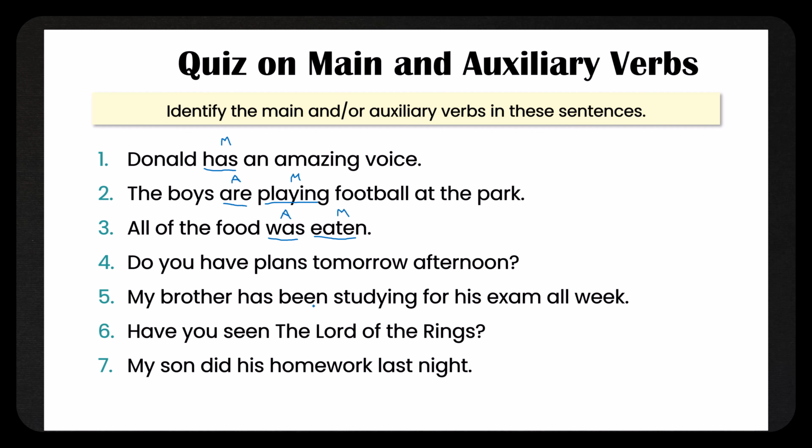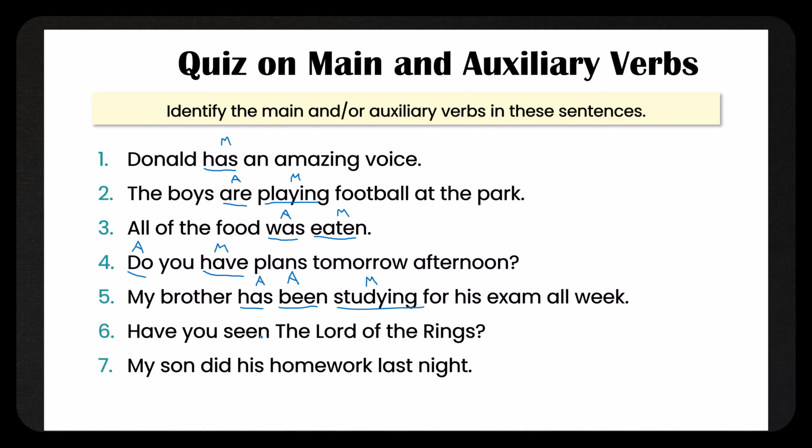Now, in number 4, the main verb is have. And the auxiliary verb here is do. Do is helping the main verb to form a question. Now, what about number 5? The main verb is studying. And in this sentence, we have 2 auxiliary verbs, has and been. We have 2 auxiliary verbs used to create the present perfect continuous, has been studying.